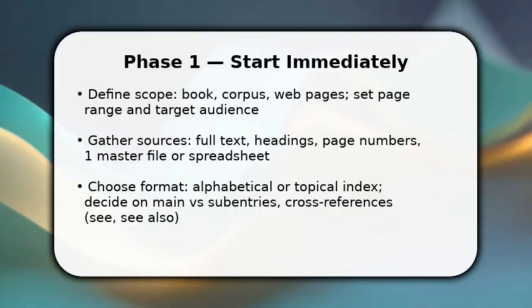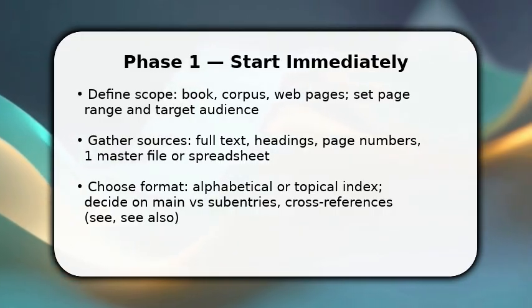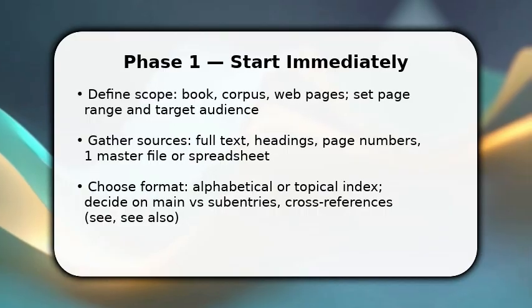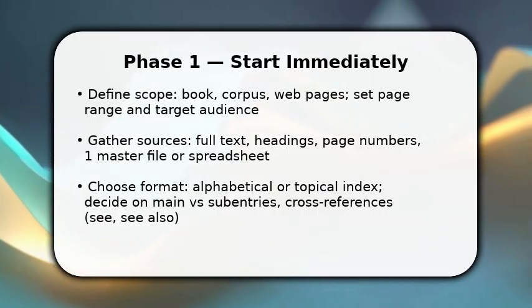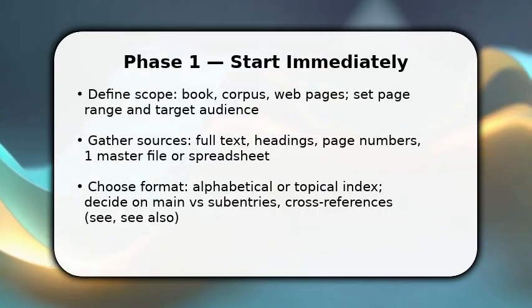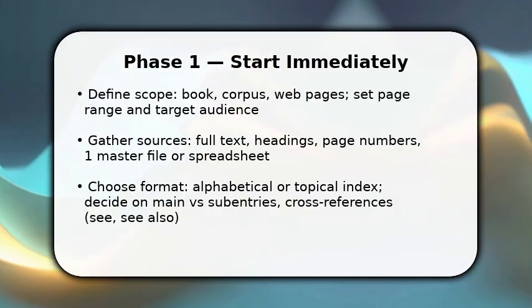Open a spreadsheet or plain text index file. Create columns for entry, variant, locators, and notes. Begin adding the first 20-50 entries immediately. Add headwords and precise locators.